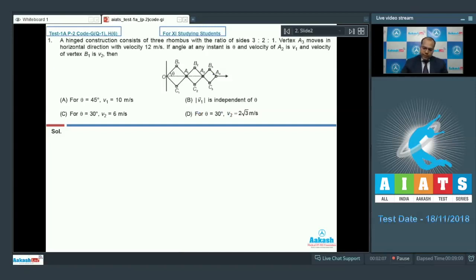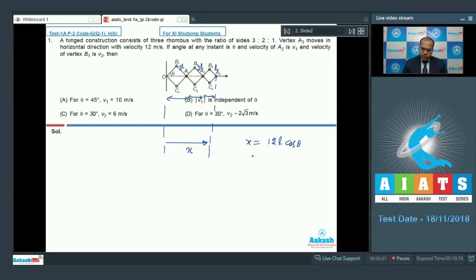So if I assume the length of this side is L, then the length of this side is 2L and the length of this side is 3L. Then I can say that at that moment, if x is the separation of A3 from O, then x is equal to 12L cos theta, because this separation becomes 6L cos theta, this separation becomes 4L cos theta, and this separation becomes 2L cos theta. So x is equal to 12L cos theta.